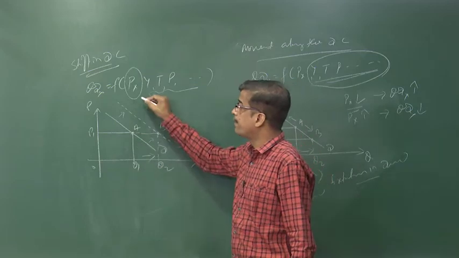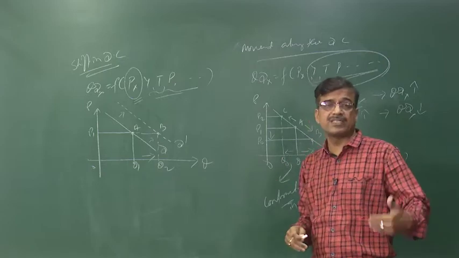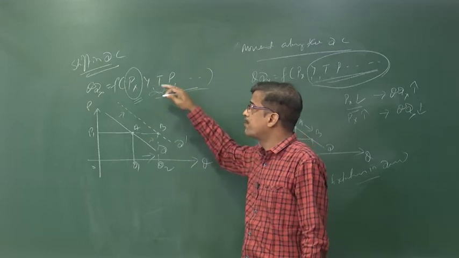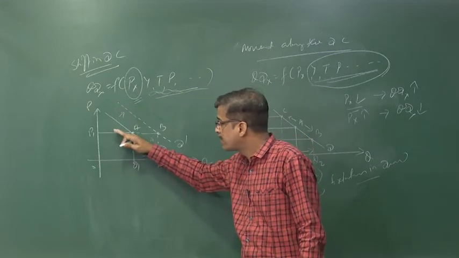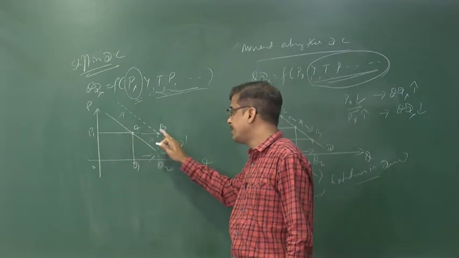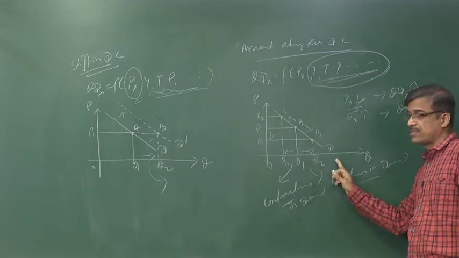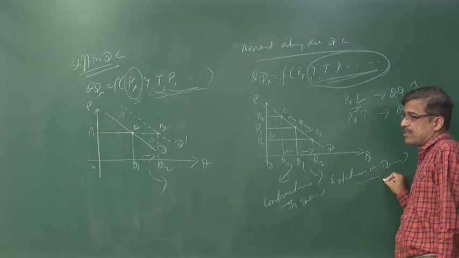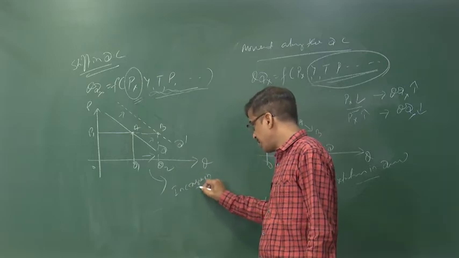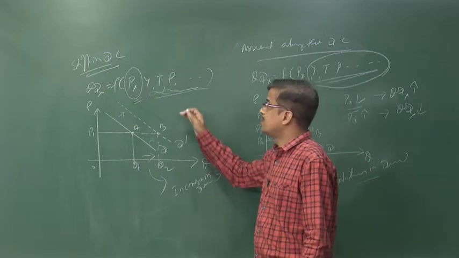When the price of the product remains constant and income, taste or preference increases, the consumer consumes more of it, moving from A to B, that is Q1 to Q2. This is called the increase in demand. Demand increases.